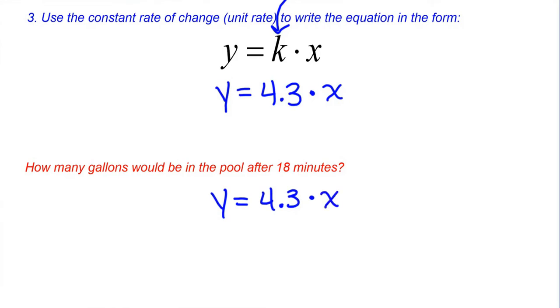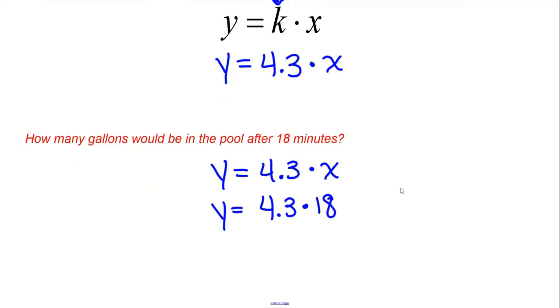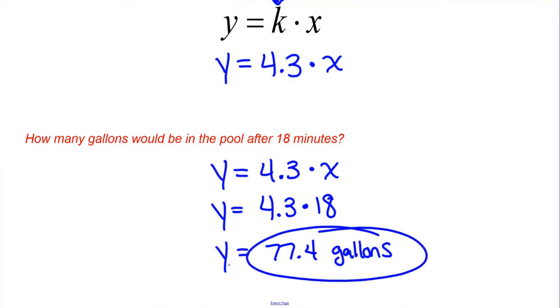4.3 times x. And since I know my minutes, I can take 4.3 times 18 to figure that out. And 4.3 times 18 is 77.4 gallons. So after 18 minutes, we're going to have 77.4 gallons in the pool.